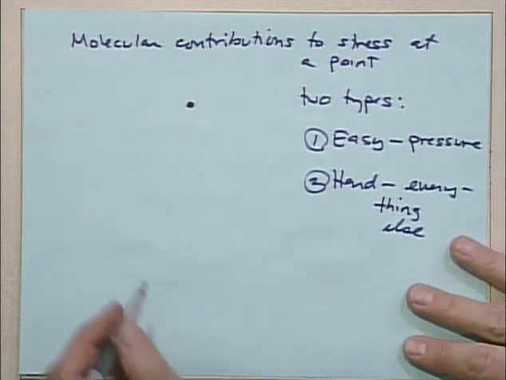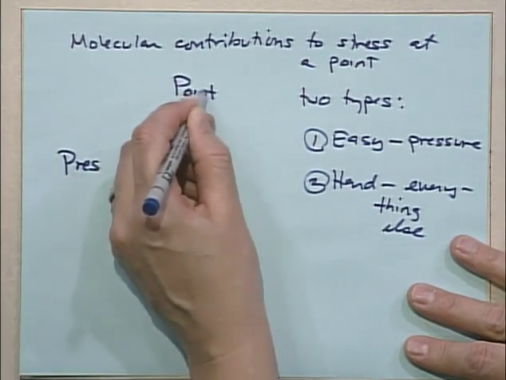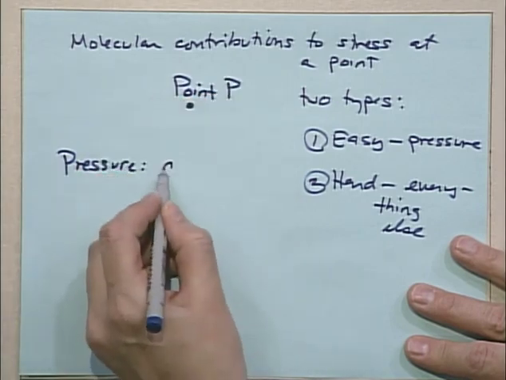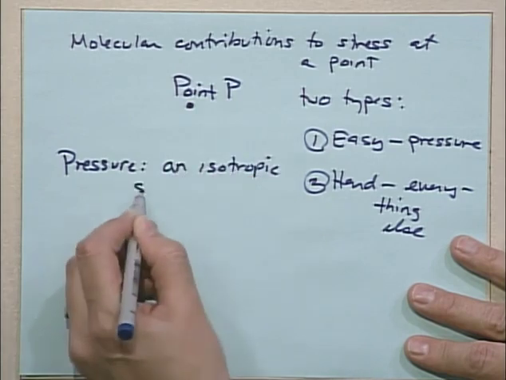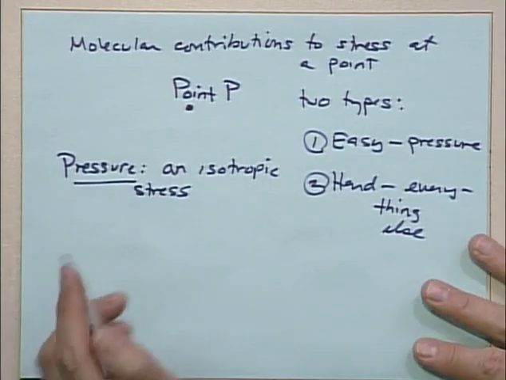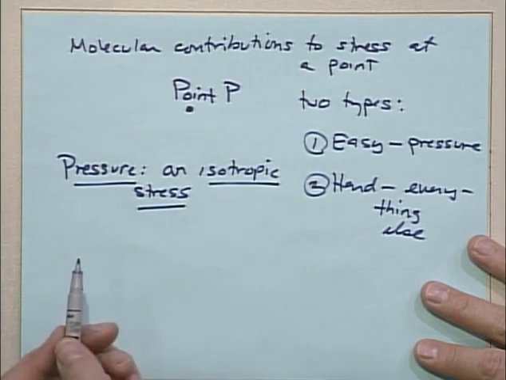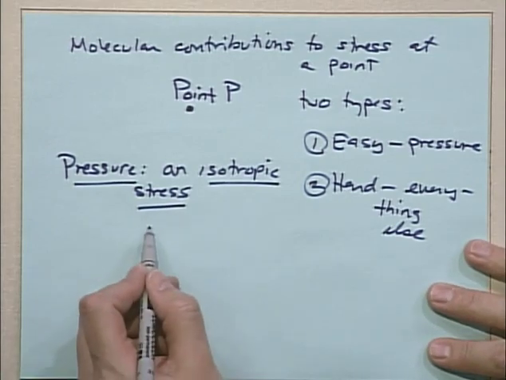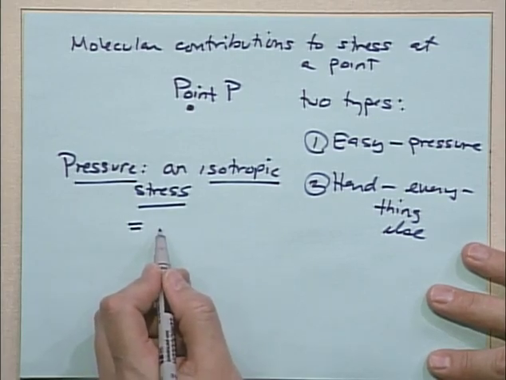So what is pressure? Pressure is an isotropic stress. Okay? So that's taking one word that we didn't know what it meant and defining it by another word or two words that we don't know what those mean. So not very helpful until we discuss what those things mean. Isotropic stress means a stress that is the same on every surface.